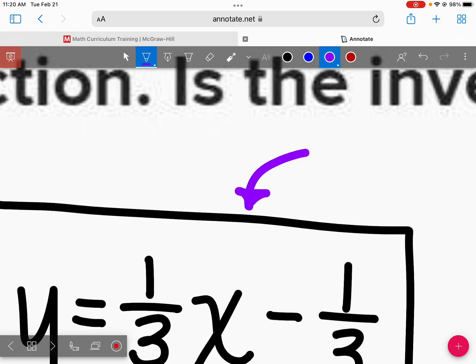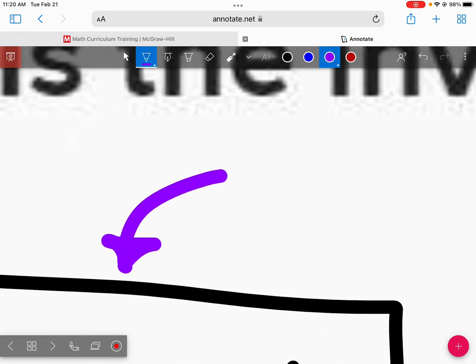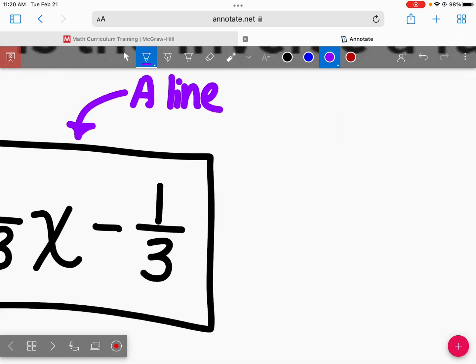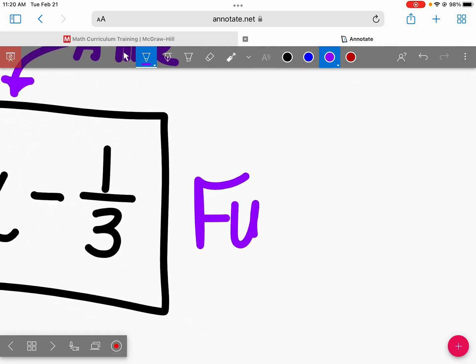This is in slope-intercept form. I've got my slope, I've got my y-intercept. If you have it in slope-intercept form, what kind of a shape would it make when you graph it? A line. This is a line, which is a function.